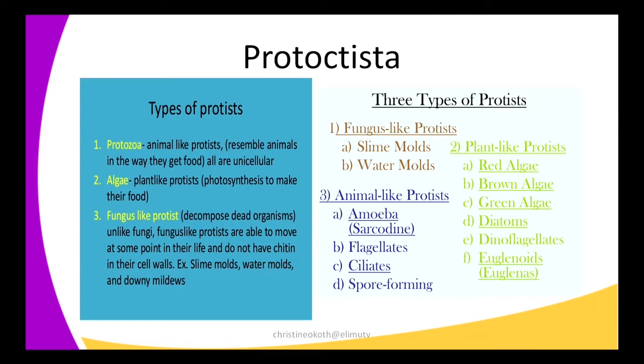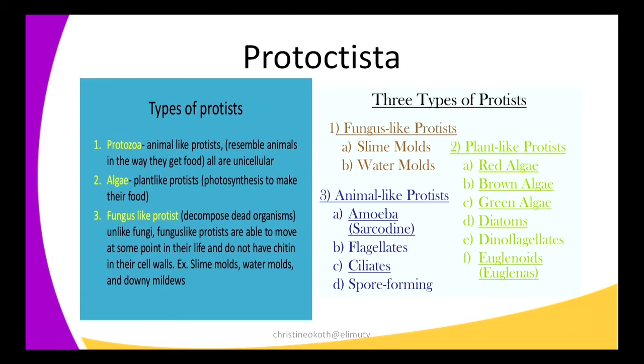These are plant-like protists. Why? Because they have the green matter we call chlorophyll, so they photosynthesize to make their own food. Examples of the algae are the red algae, brown algae, green algae, the diatoms, the dinoflagellates, and the euglenas. Then lastly, we have the fungi-like protists.